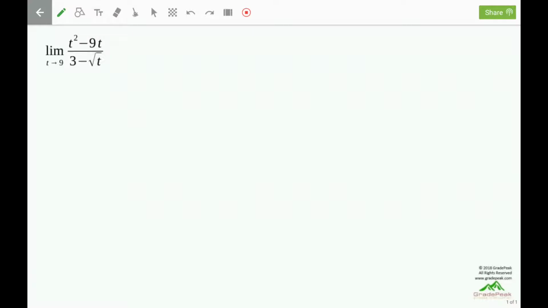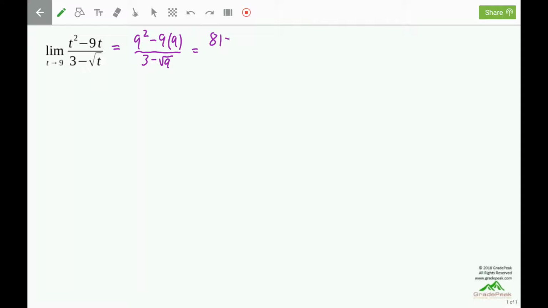Limit as t goes to 9 of (t squared minus 9t) over (3 minus the square root of t). First thing we're going to do is try plugging a 9 in for each of the t values. In the numerator, that'll give us 9 squared minus 9 times 9. In the denominator, that will give us 3 minus the square root of 9.